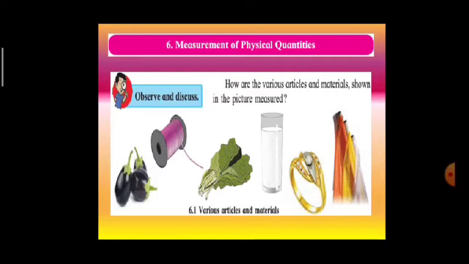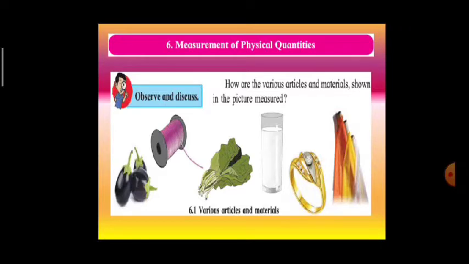The next one is the spool of thread. It has thread which is measured in meters, right? The bunch of leafy green vegetables is measured in numbers. Milk in the glass is measured in liters. There is a diamond in the gold ring. The purity of gold is measured in carats.